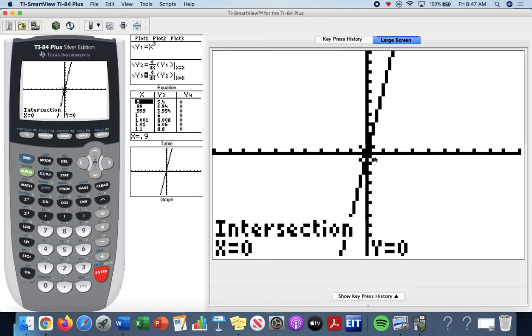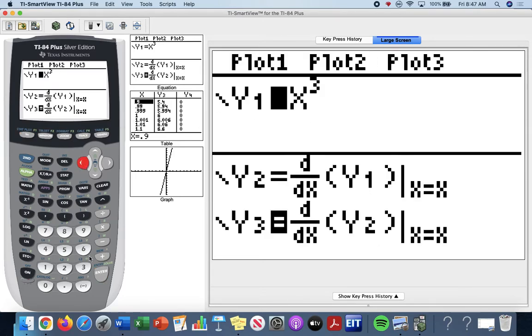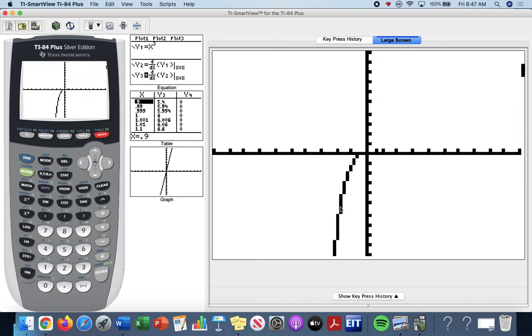So I know that when the second derivative is negative, which is from negative infinity to 0, the original function is going to be concave down, and when the second derivative is positive, which is from 0 to infinity, the original graph will be concave up. So let's go ahead and put the original function on top as well and see.